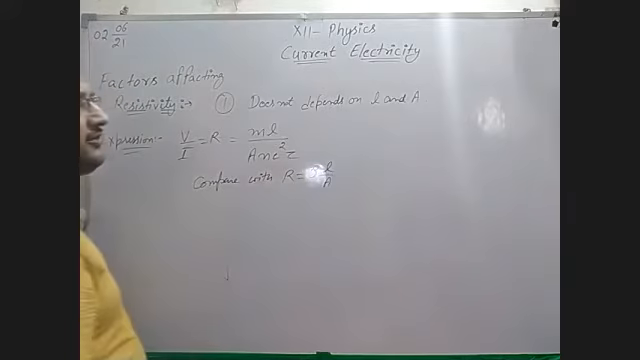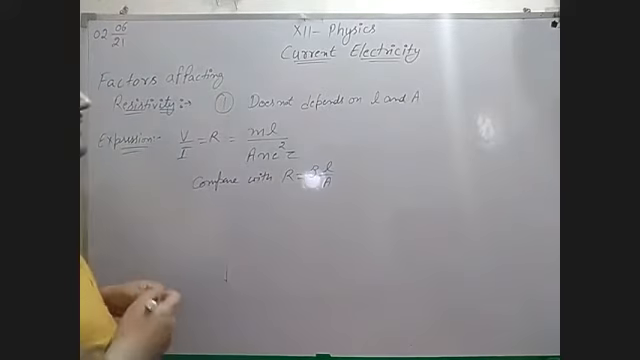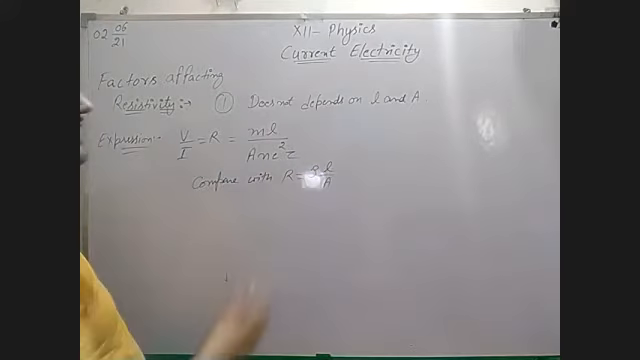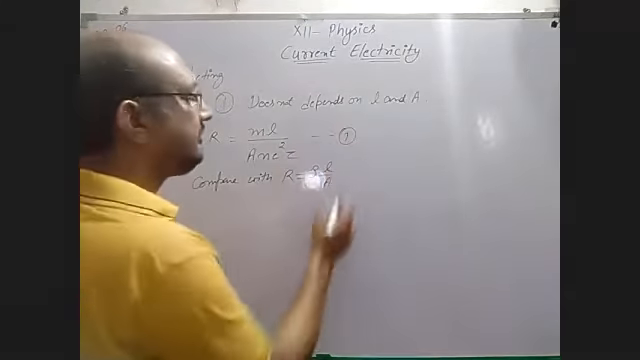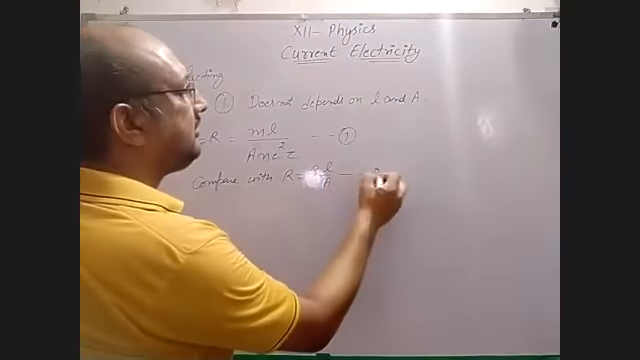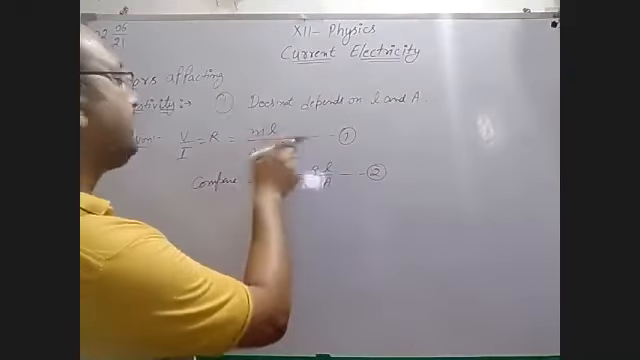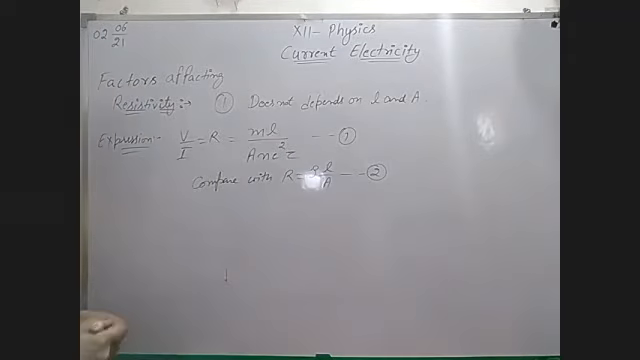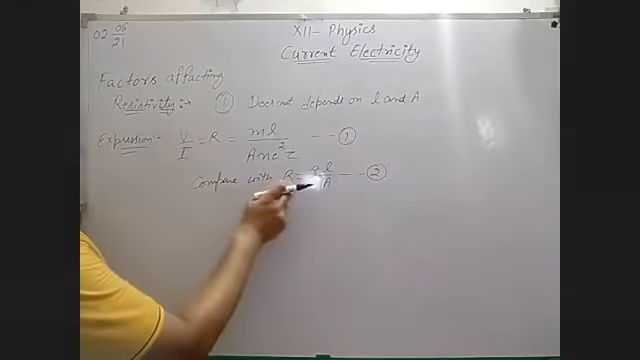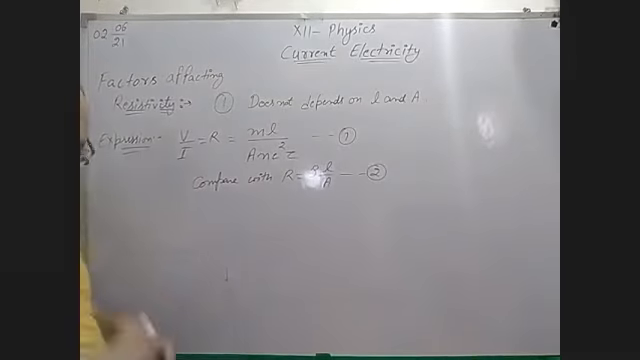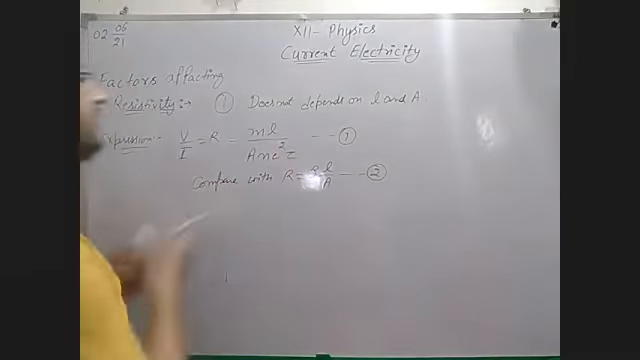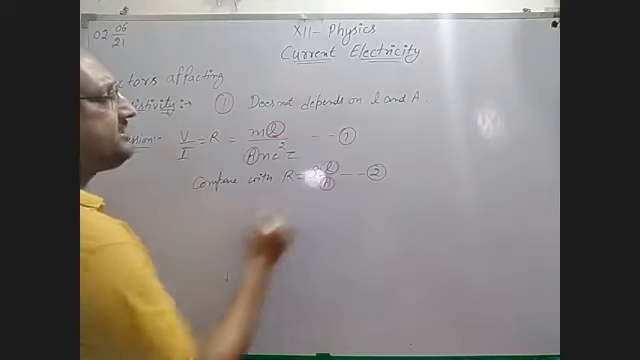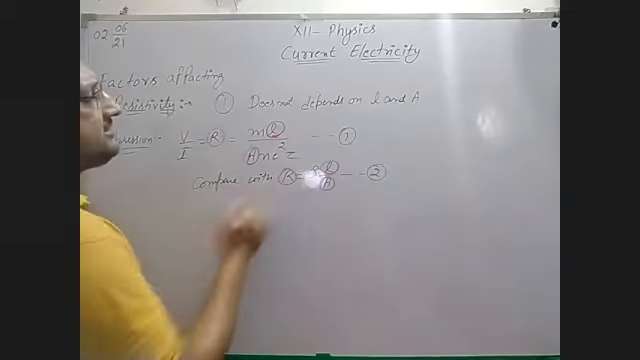You know this basic formula for the factors on which the resistance of a conductor depends: R is equal to rho L upon A. This is equation one from the last lecture, yesterday's lecture. Now compare this formula with this one. Here L is in the numerator and A is in the denominator, and here also L is in the numerator, A is in the denominator, and this one is R.